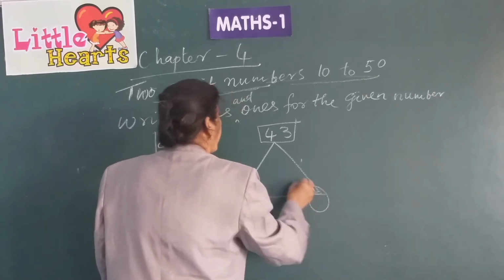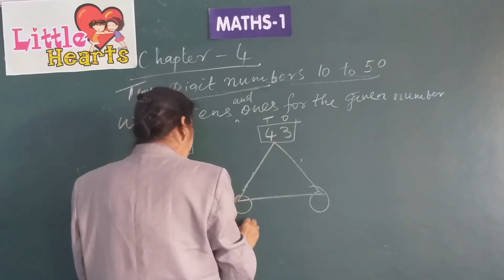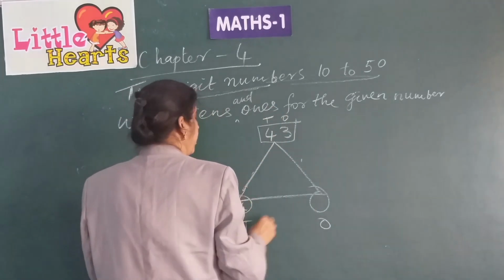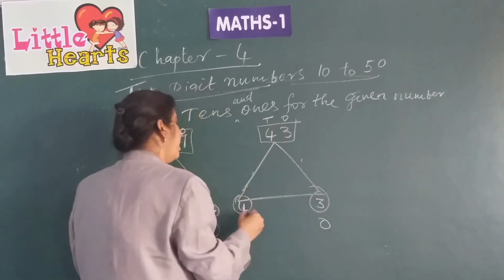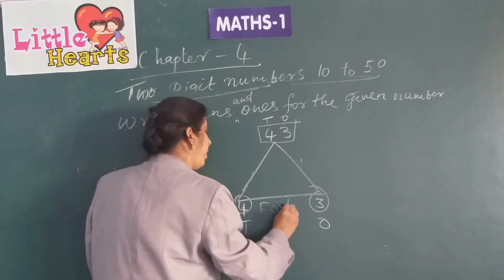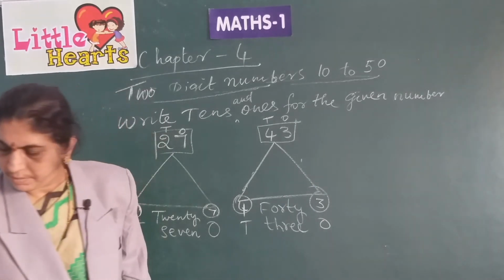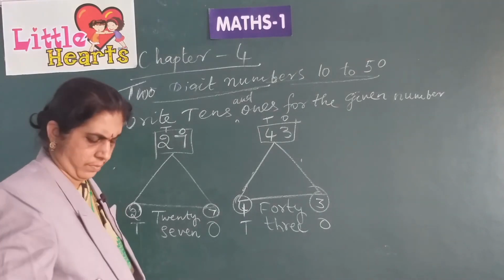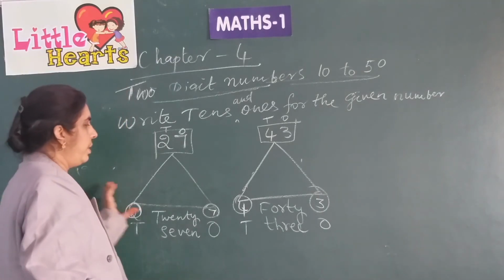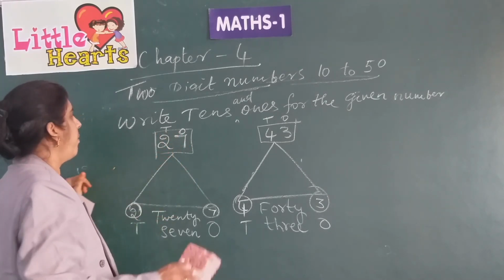Four tens, 3 ones. So 4 in the tens and 3 in the ones. The number name is 43. So these are the tens and ones. You should be able to separate tens and ones for the given number.